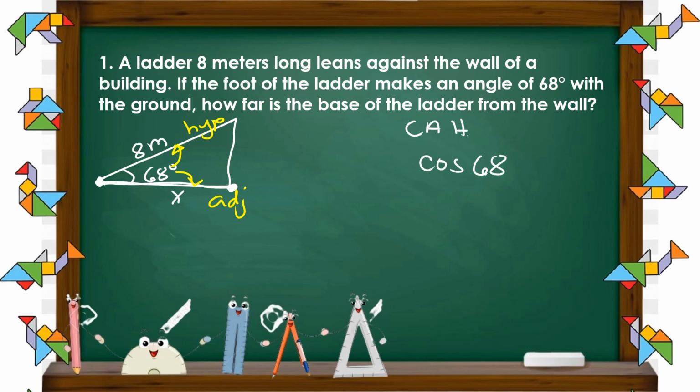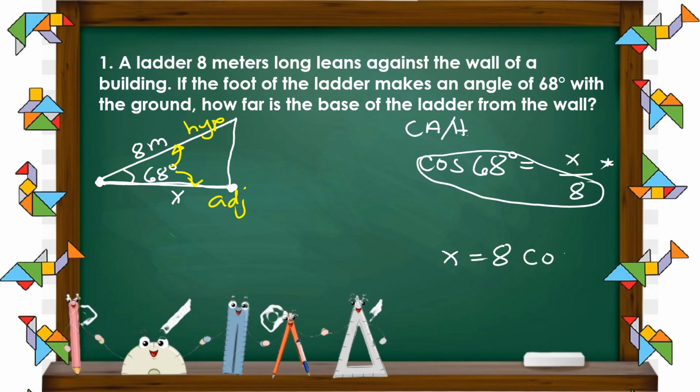Cosine is adjacent over hypotenuse. Our angle is 68 degrees. Our formula is adjacent over hypotenuse. Adjacent is x. Hypotenuse is 8. Since our unknown is on the numerator, we can simply multiply the two. So to get the value of x, that's 8 times cosine 68 degrees. You're just going to input that on your calculator, 8 cosine 68, and we have an answer which, when rounded off, you can round it off into 3 meters.